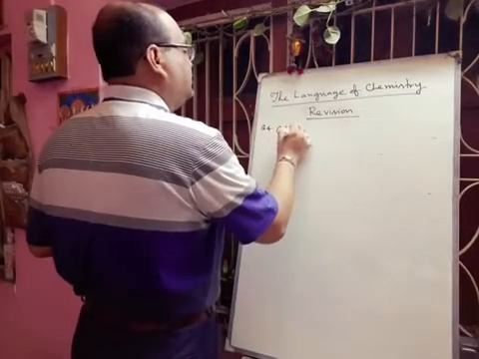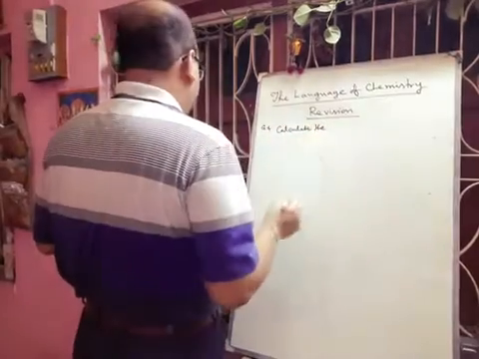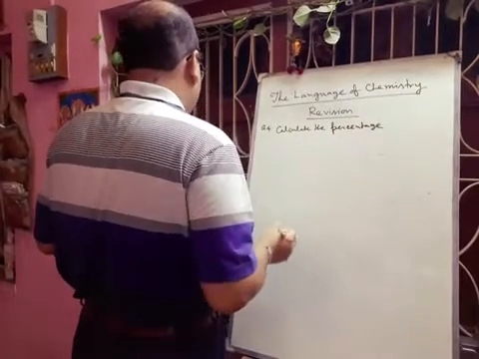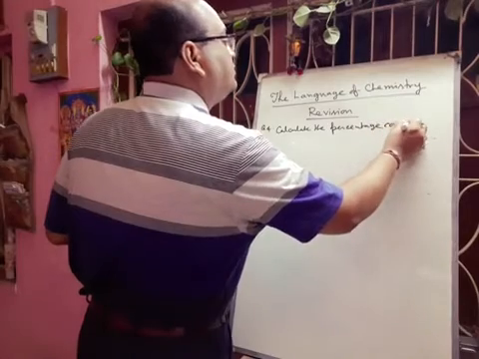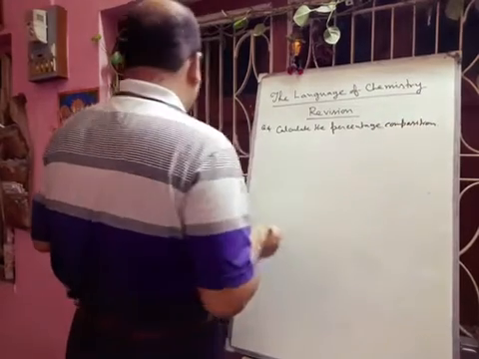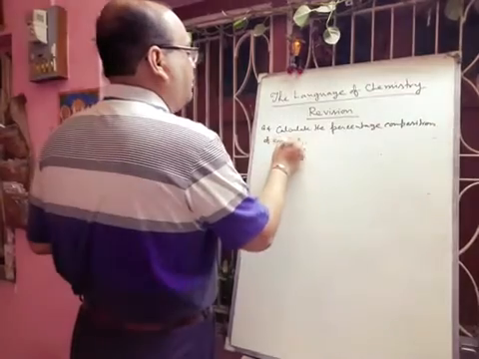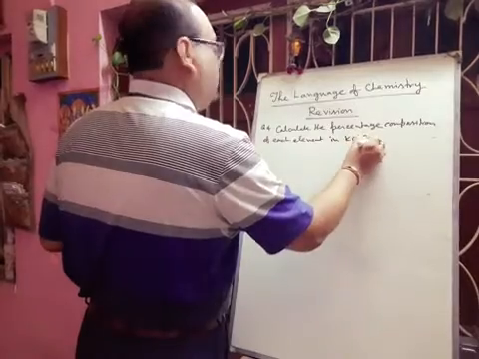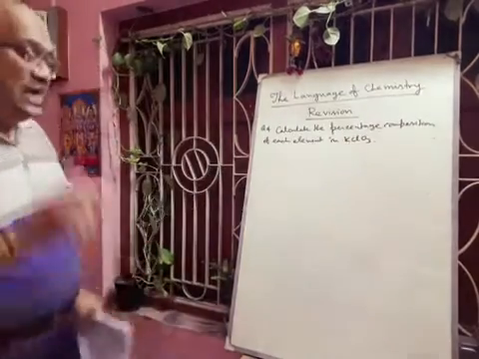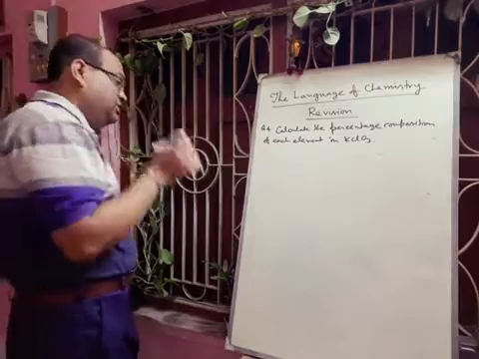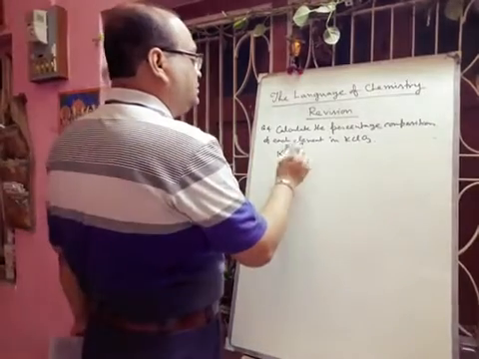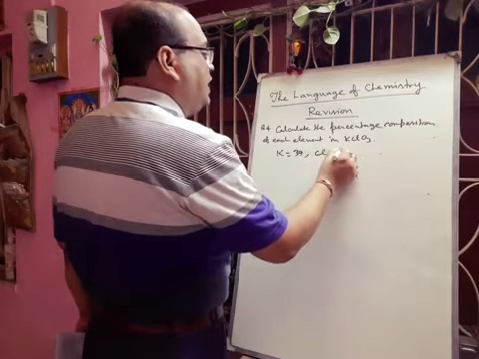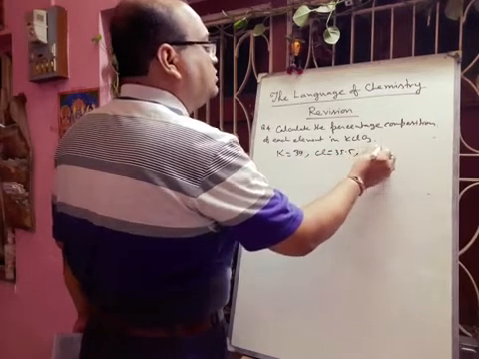Calculate the percentage composition of each element in KClO3. Okay, so here you have to first calculate the molar mass of KClO3. Potassium 39, chlorine 35.5, oxygen is equal to 16.